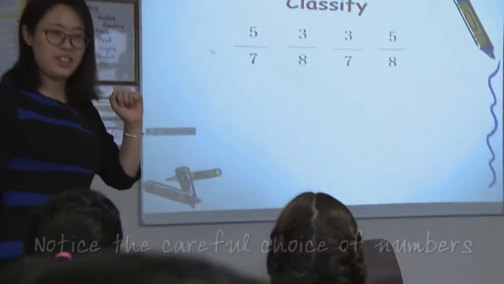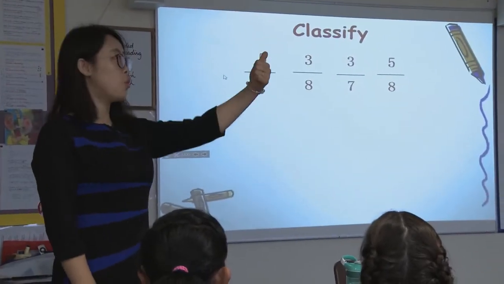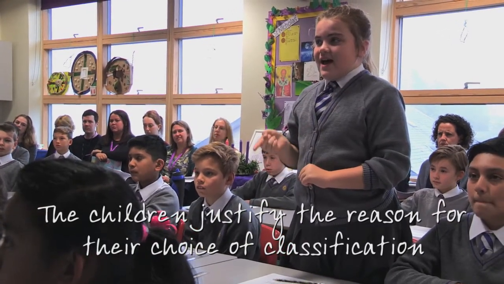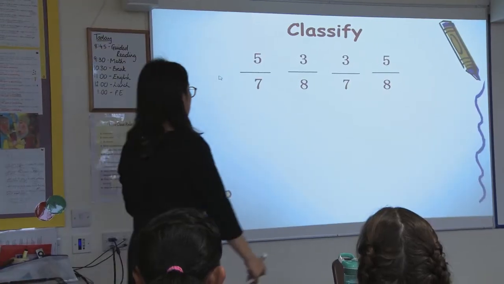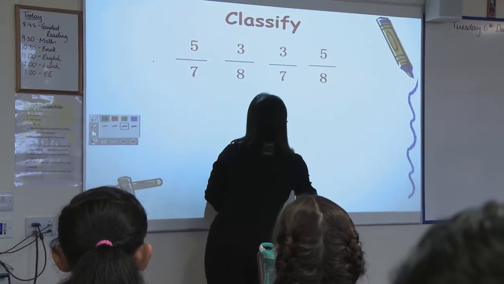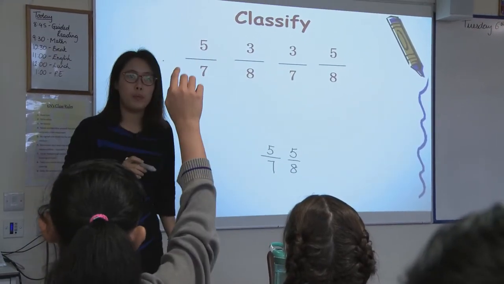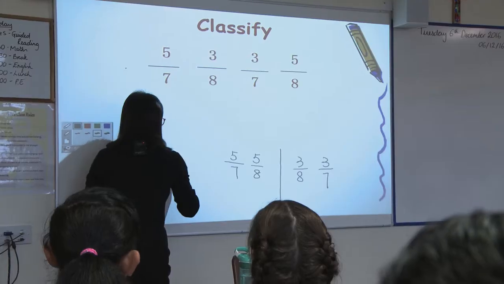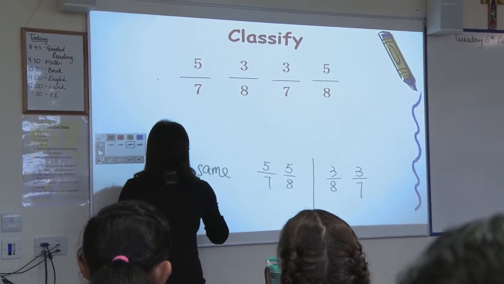Okay, you try. The first group would be 5/7 and 5/8 because they have the same numerator. And the other group is 3/8 and 3/7, because they also have the same numerator. The same what? Numerator. Yes.